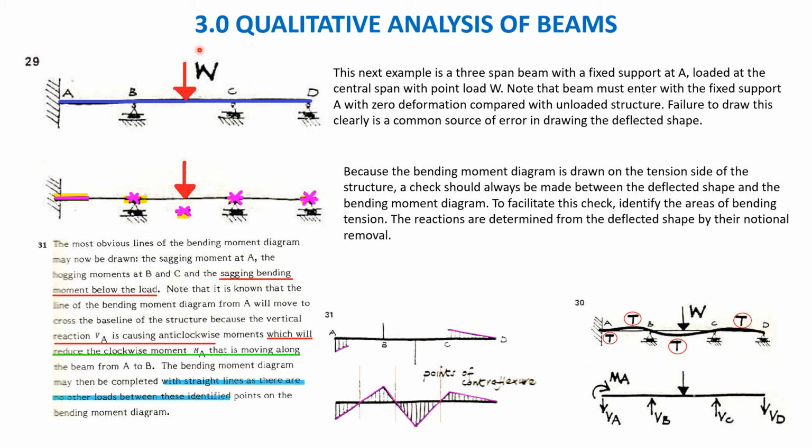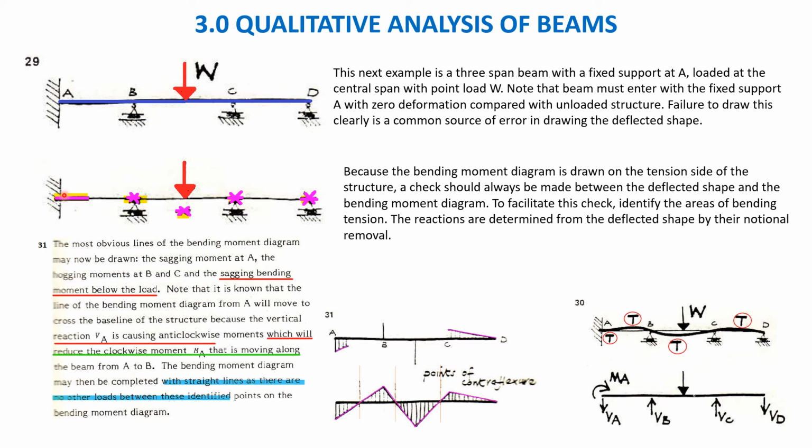This next example is a 3-span beam with fixed support at A, loaded at the central span BC with load W. Note the beam must enter the fixed support A with 0 deformation compared with the unloaded structure. At A, there will be 0 deflection and 0 rotation. Failure to draw this clearly is a common source of error in drawing the deflected shape.